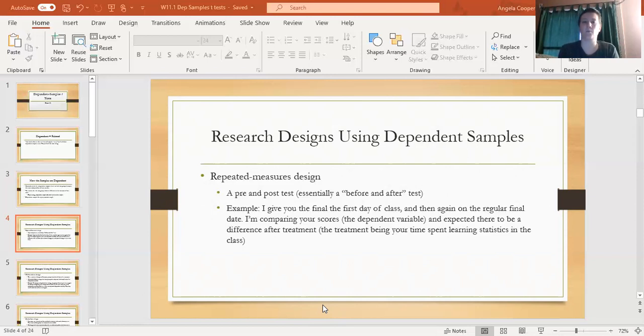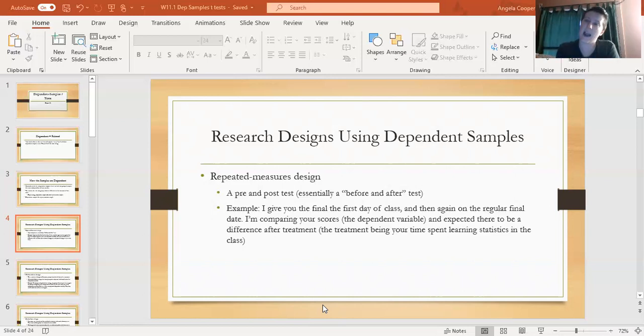With a repeated measures design with a pre and post test, between the pre and the post you expect there to be, well, pre and post what? What's it before and what's it after? It's the treatment. It's something that you're expecting to make scores increase or decrease. So if we're going to do a pre and post test, I'm going to give you a final of statistics on day one of the class, and then I'll give you the final on the normal final date at the end of the semester.